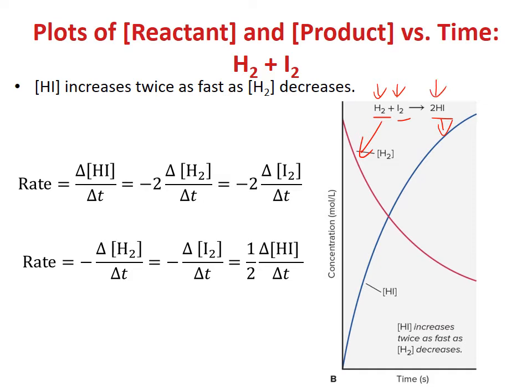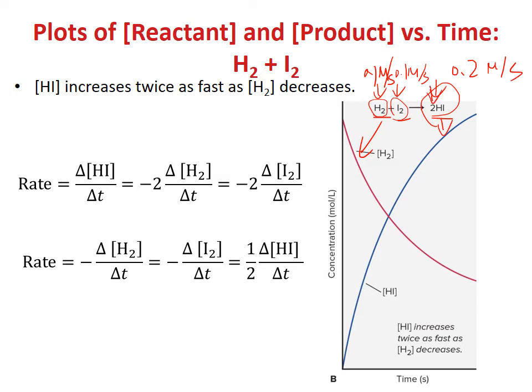And that means the reaction rate for hydrogen iodide must be twice as fast as for hydrogen and iodine. For example, if the hydrogen consumption rate is 0.1 molarity per second, then iodine must also be 0.1 molarity per second. And the product will be 0.2 molarity per second, because here you have a 2.